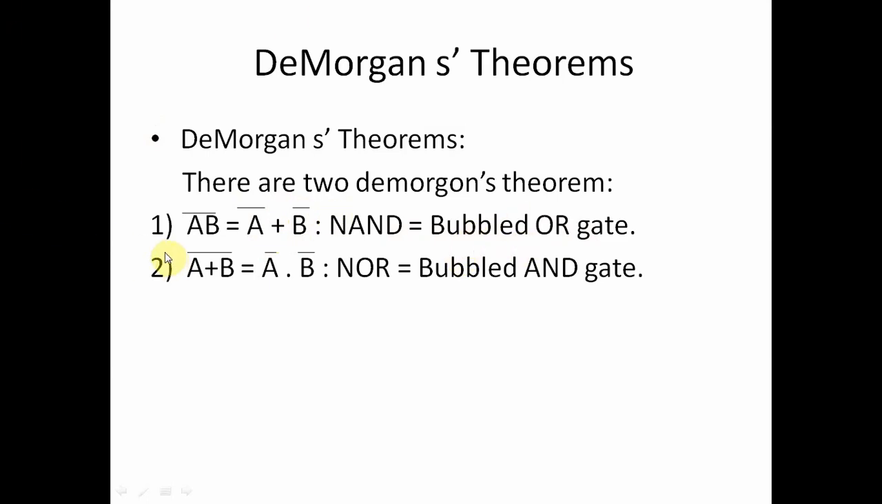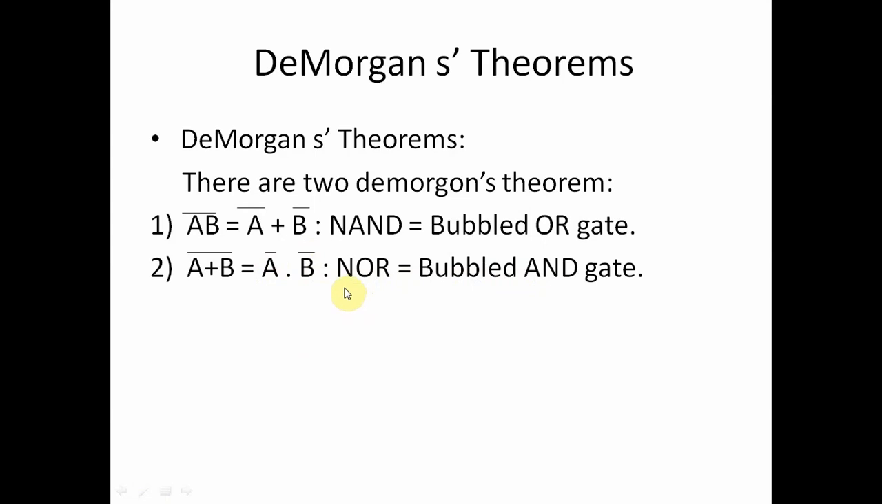So the first De Morgan's theorem is that (AB) bar is equal to A bar plus B bar, and the second De Morgan's theorem is that (A plus B) bar is equal to A bar dot B bar. (A plus B) bar is the mathematical expression of the NOR gate, and A dot B is the AND gate, but here A bar and B bar are complements. So the NOR gate is equal to a bubbled AND gate.